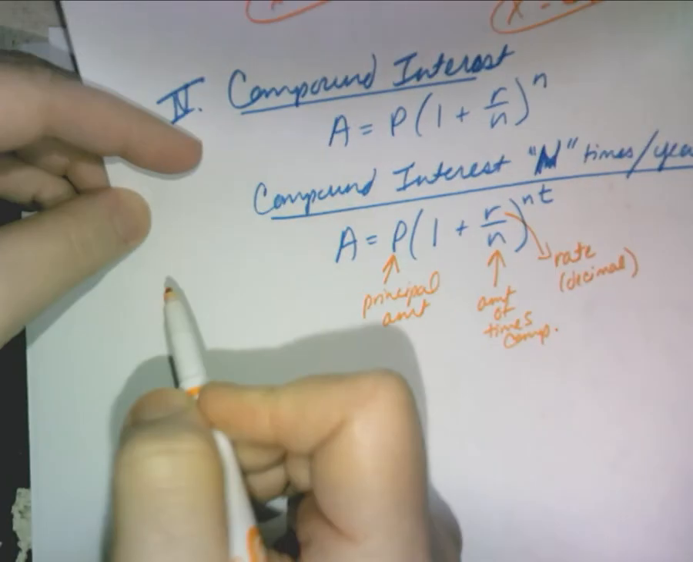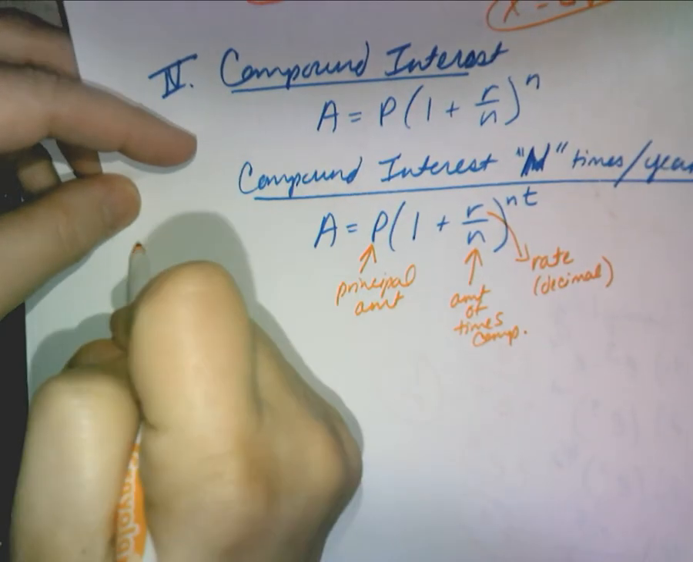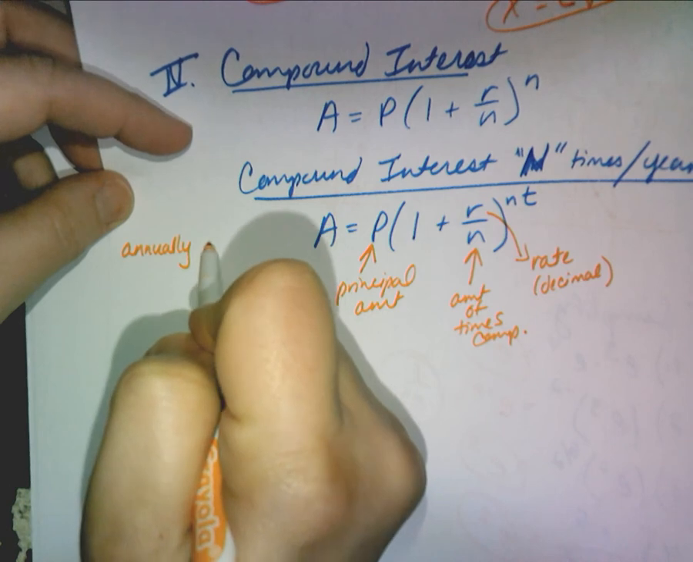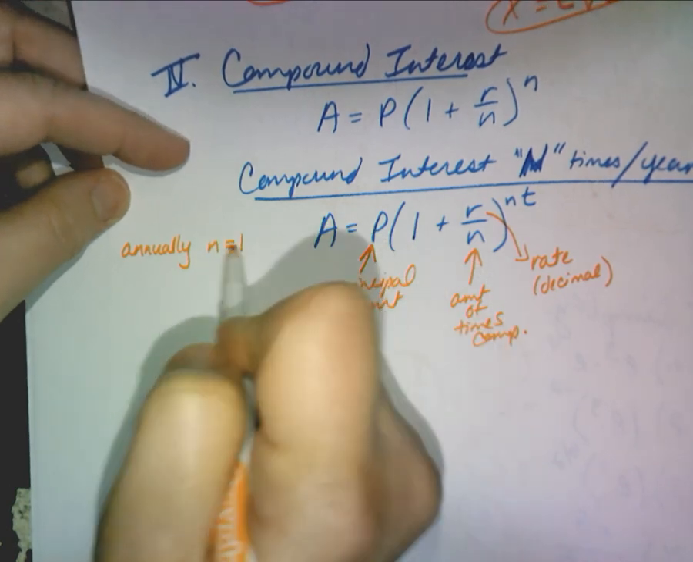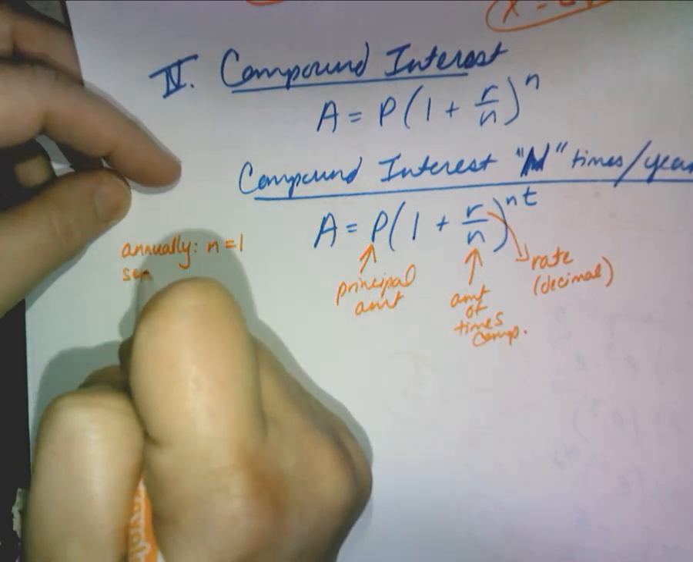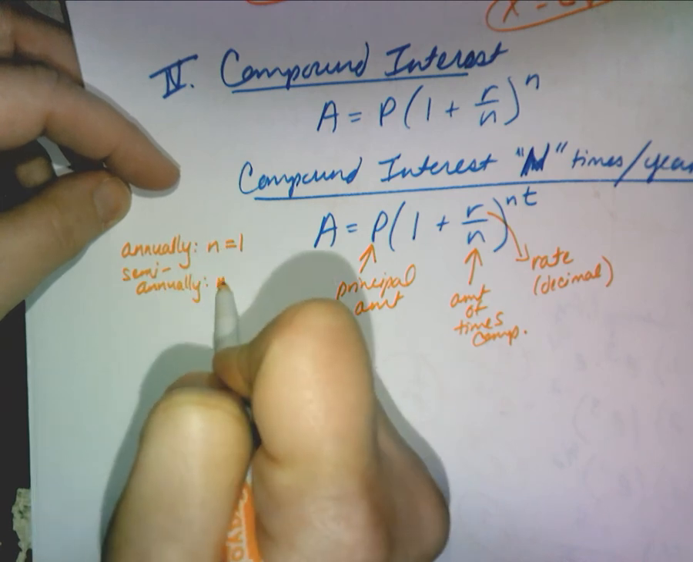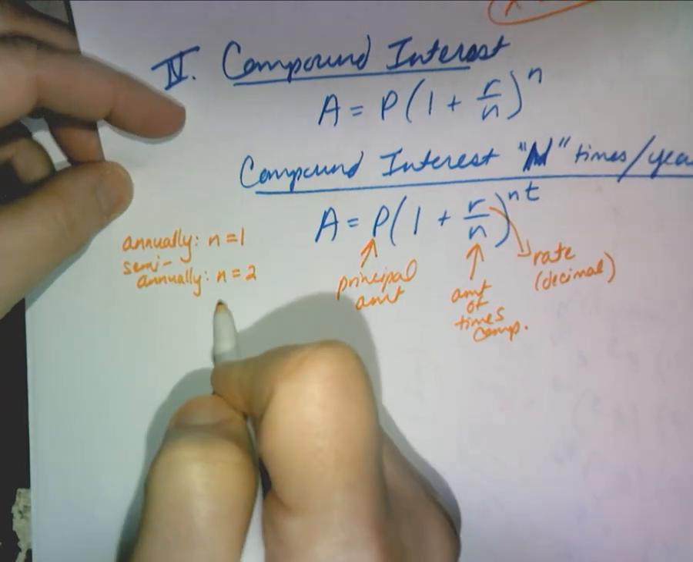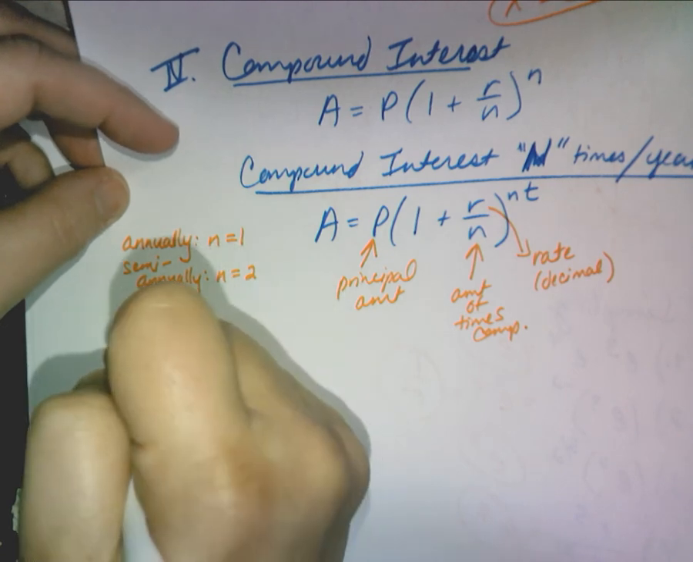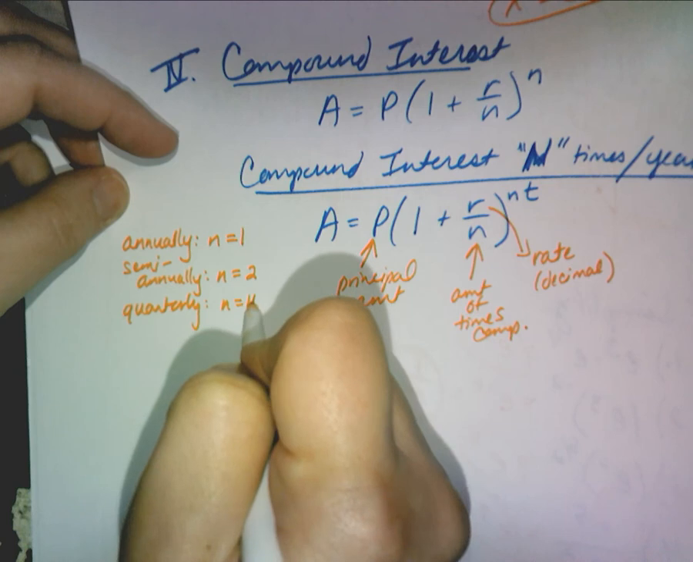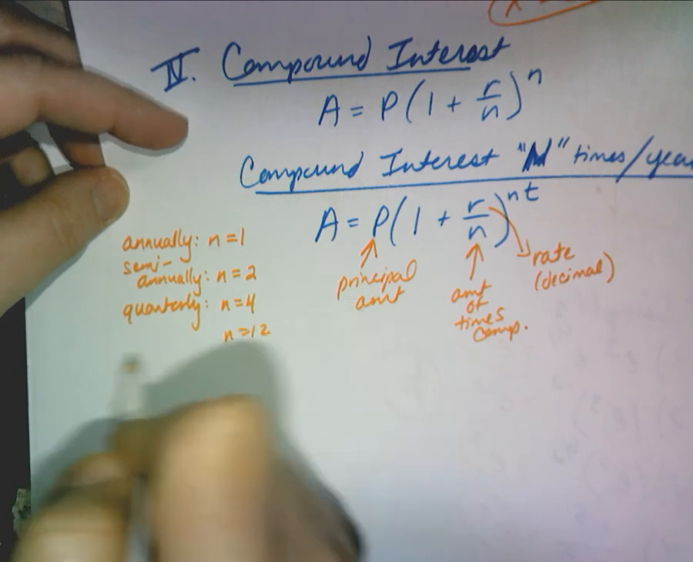Meaning, let me go over here and make a little chart, okay? If it says annually, you would have N equal what? 1. If it says semi-annually, you would actually have N equal 2. Do you know what N equals 4 is called? Quarterly. And what would N equals 12 be? Monthly.